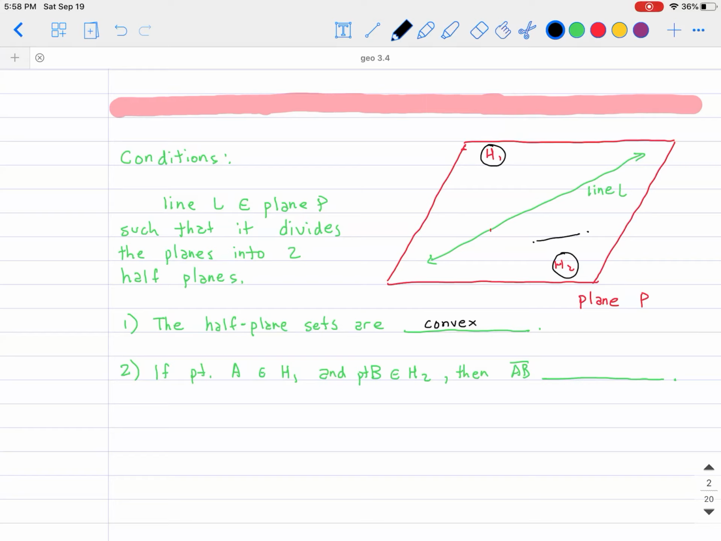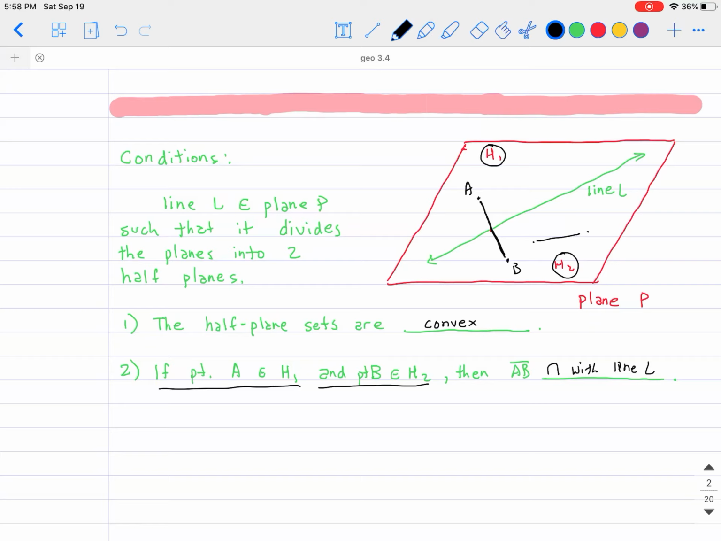The second part, well, now what if I pick a point that's in one of the half planes, we'll call it A, and then we'll find another point in the other half plane, we'll call it B. If I draw that line segment that goes from A to B, obviously, we're not talking about convex in this case, but you can notice the relationship: what does it do with line L? It intersects it. So that's going to be our conclusion then. If point A is in H1, and if point B is in H2, then the result is that AB is going to intersect with line L.